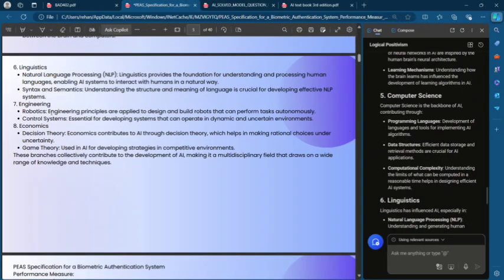So see here, engineering, robotics and control system. Engineering principles are applied to design and build robots that can perform tasks autonomously. Okay, same thing, AI engineering, you can put under this complete hardware category. We are making robots, machines, etc. The artificial system is different and the actual hardware system is different.